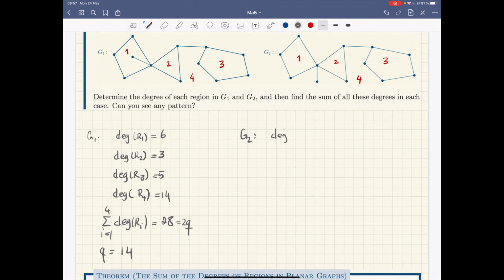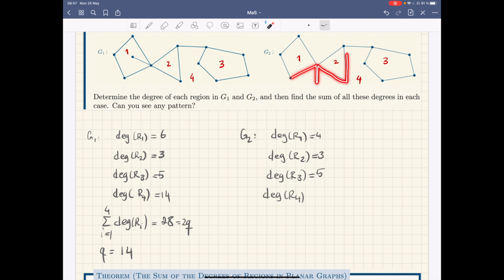So what is the degree of R1? It's clear. It is 4. What is the degree of R2? It's 3. What is the degree of R3? What is that? It is 5. And let us consider the degree of R4. And you will start from somewhere. For example, here 1, 2, 3, 4, 5, 6, 7, 8, 9, 10, 11, 12, 13, 14, 15, and 16. Yes? So it becomes 16 this time.